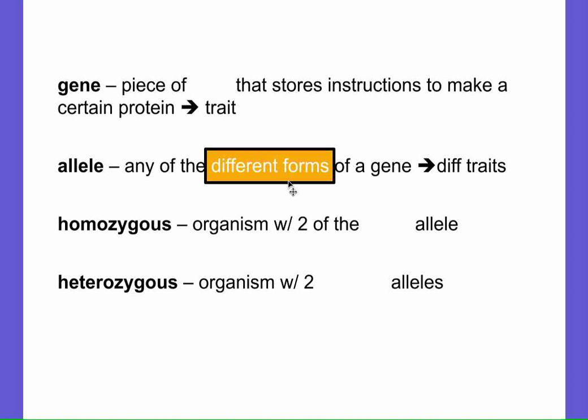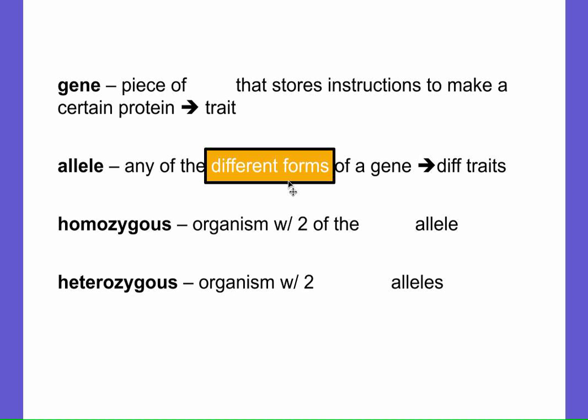Right? So we could just be talking about flower color in that example of that experiment of Mendel's, and you have purple and white, right? There are different forms of a gene, and those are the different traits. So when I'm talking alleles, I'm not talking about a different gene, but I am talking about a different form of that gene. So I will be talking about flower color, but it's a different color, right?